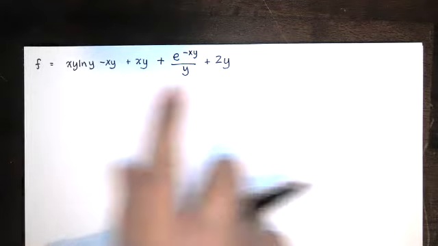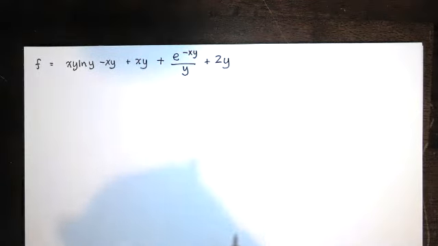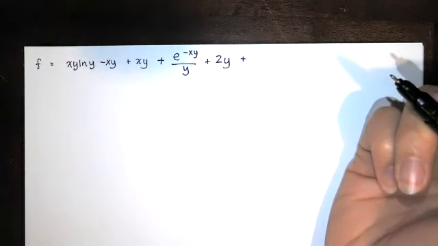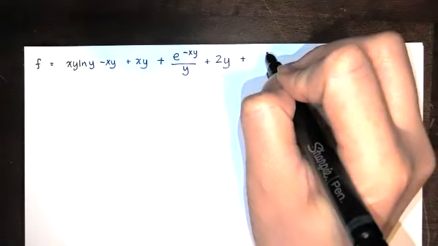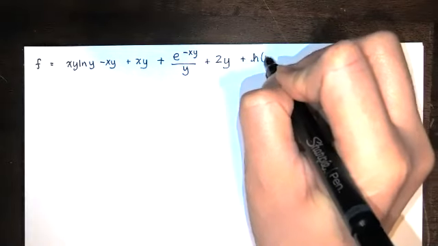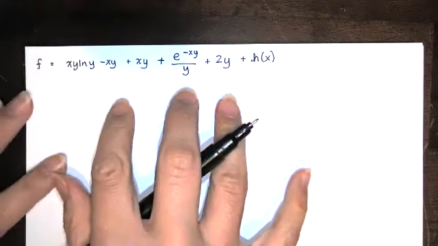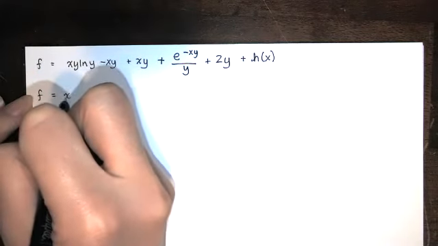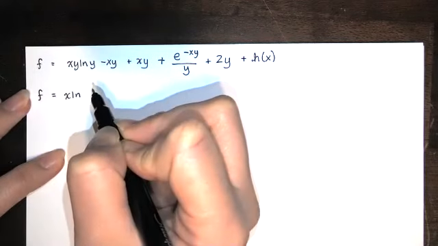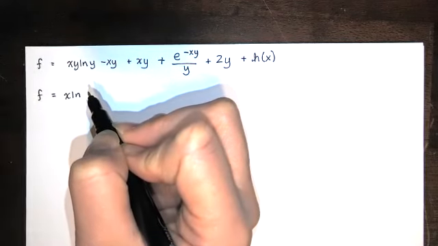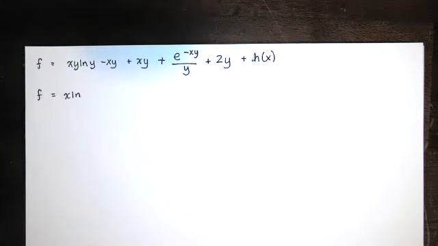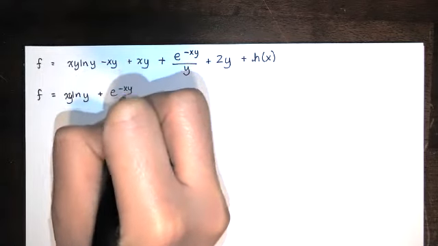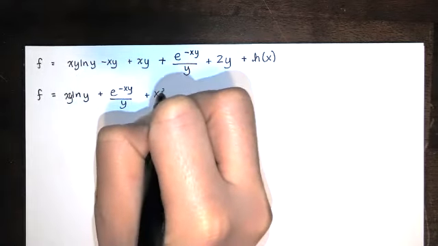So this is our antiderivative of the partial of f with respect to y. But we need a constant of integration. It's constant with respect to y, but not necessarily with respect to x. So we'll call that h of x. Now this was f from the partial of f with respect to y. And then this was f from the partial of f with respect to x. We have xy natural log of y plus e to the negative xy over y plus x cubed plus g of y.